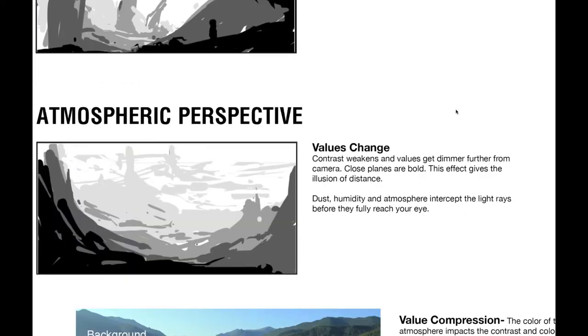Atmospheric perspective. What that means is that things that are closer to you are bolder and stronger in contrast. You're going to see bright whites. You're going to see dark darks. But things become dimmer as they get further away from you. That's because in real life, there's dust, humidity, and a lot of oxygen and nitrogen, all the things in our atmosphere between us and the thing that we're looking at. And so the more of that that's in between us and the thing that we're looking at, the less the light rays are able to reach our eye. Therefore, contrast is reduced, things start to look hazy, and they're not as clear. We can't see the details.